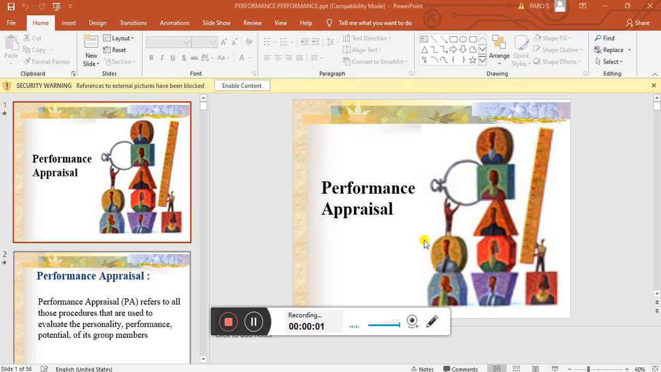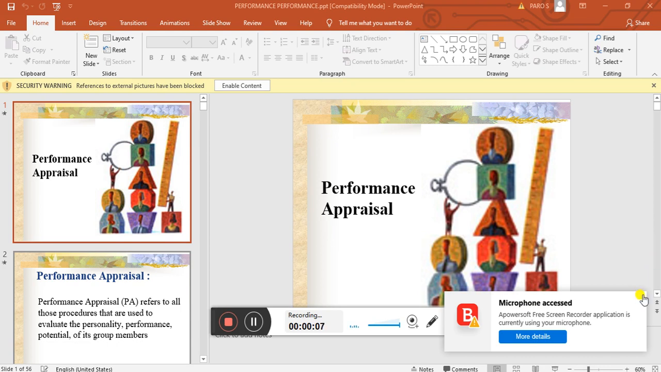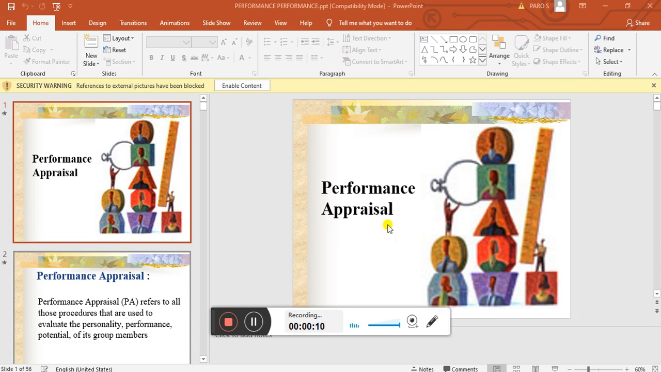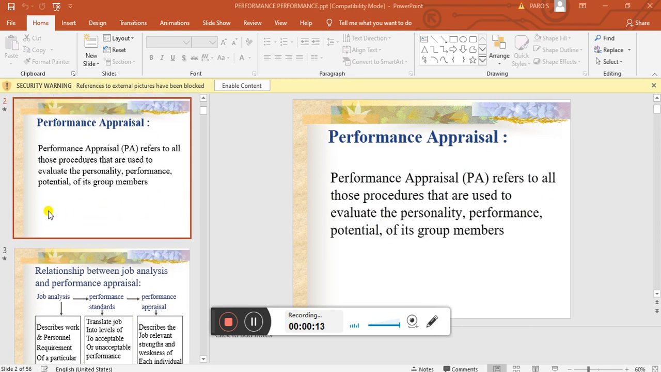Today we are going to discuss performance appraisal, which is again a very important topic in human resource management. So first of all, we would like to discuss what we mean by performance appraisal. Performance appraisal refers to all those procedures that are used to evaluate the personality, performance, and potential of employees in the company. This is a regular activity, and every company, whether a very big company or a small company, used to exercise this procedure once in a year, or maybe twice, or maybe thrice in a year.